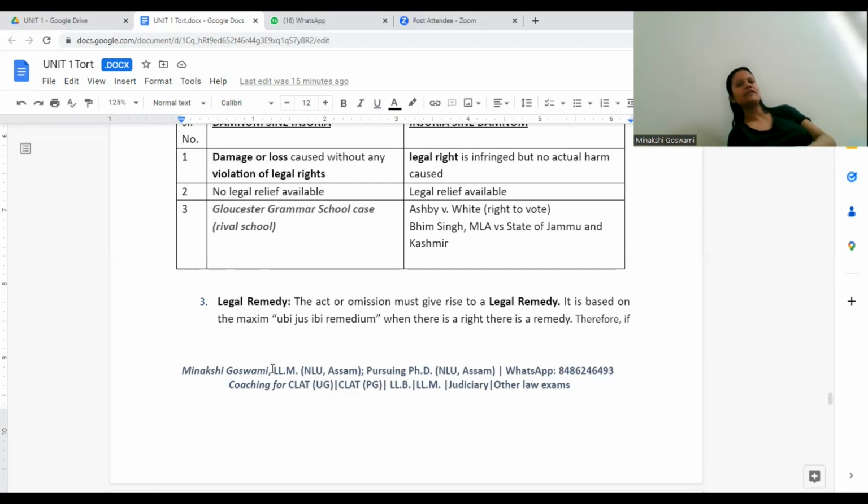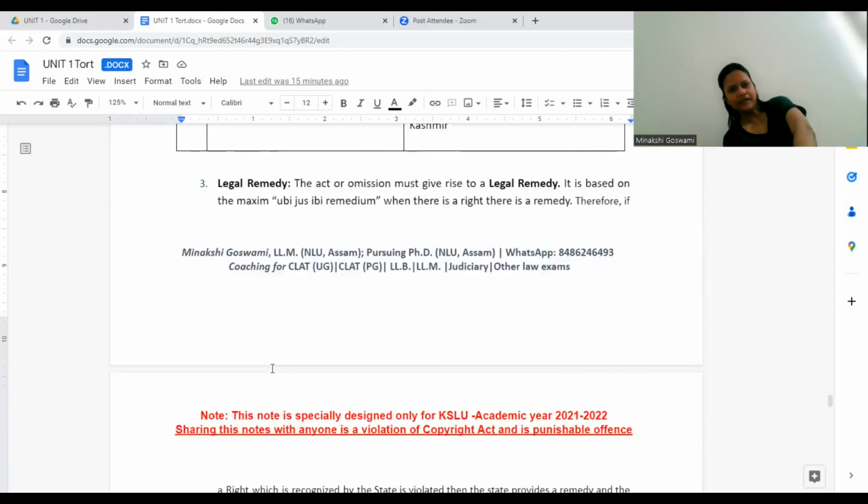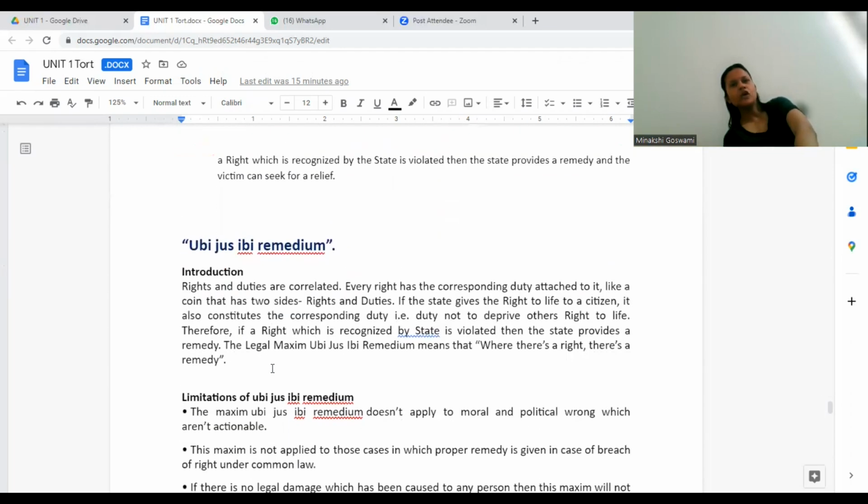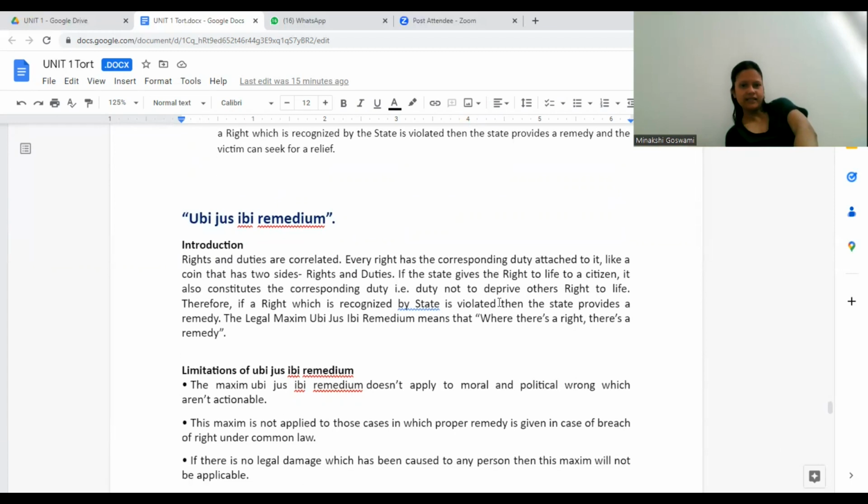Okay, so we must have a legal remedy available. Only in such a case can we go to the court for violation of our legal rights. So these are the three things which we need to prove before court while filing a case: act or omission, legal damage must be there, and legal remedy should be there. Three essentials in order to constitute a tort. This part is clear, right?